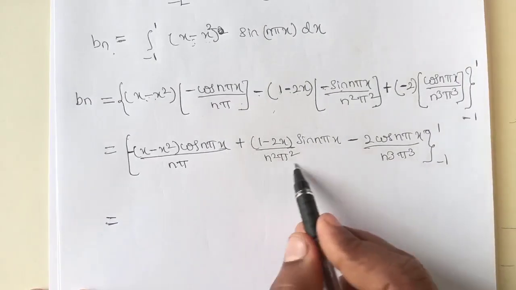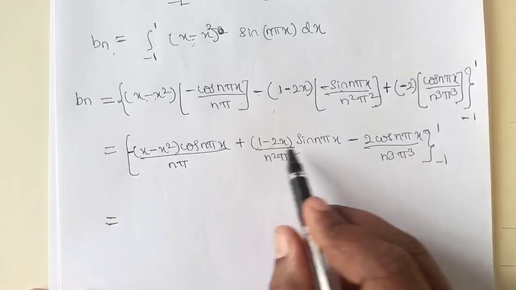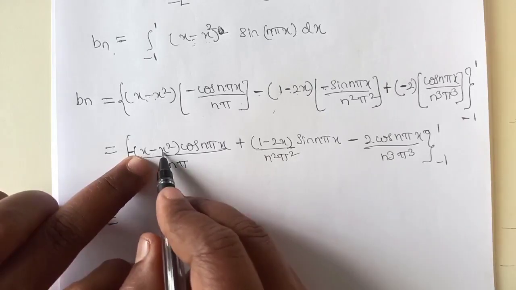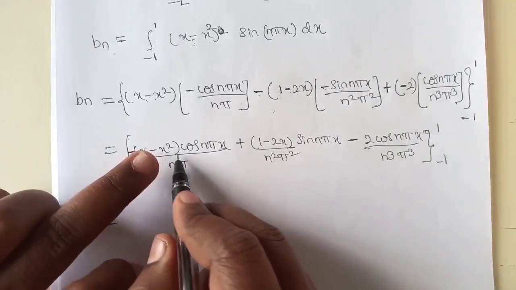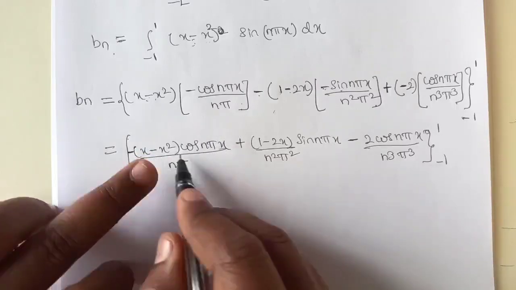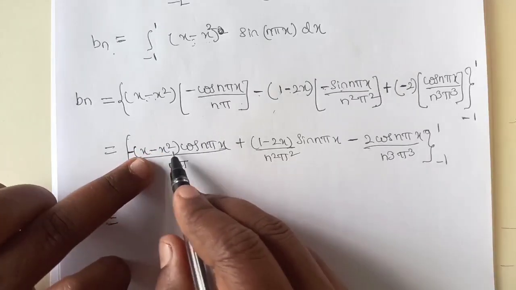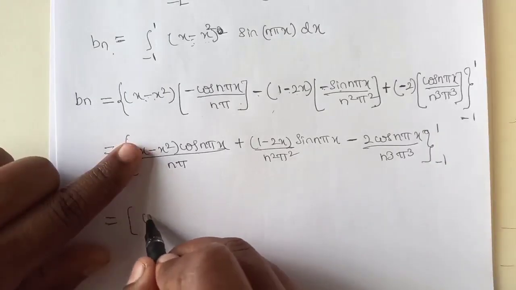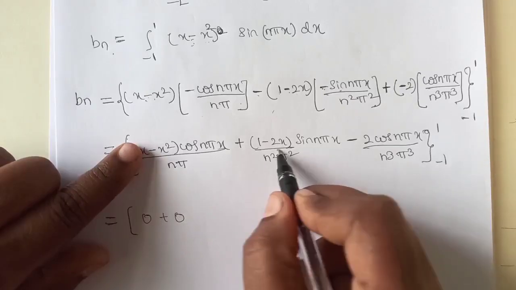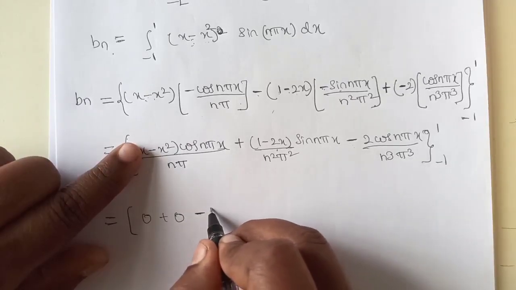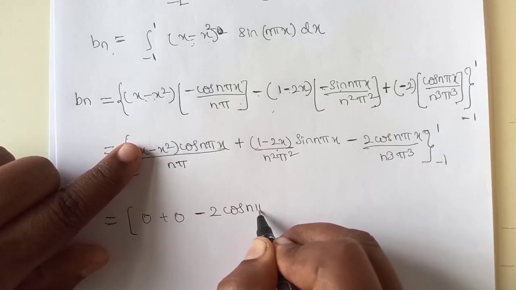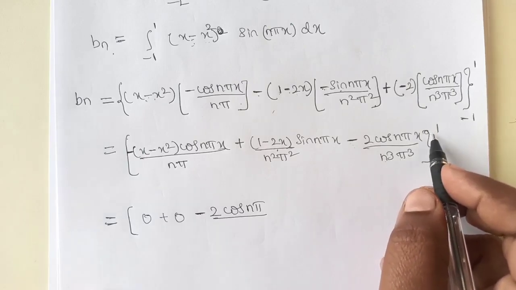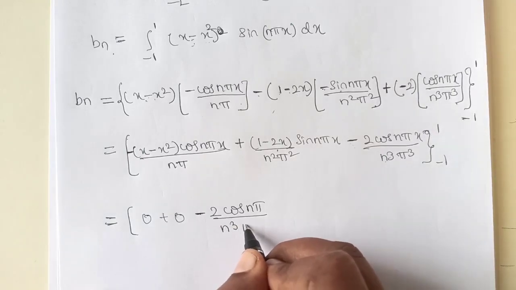So again sin terms become 0, and we only add the limits for the cos terms. Here you can observe that x minus x square is there, 1 minus 1 square equals 0. This term becomes 0 because 1 minus 1 is equal to 0. The first term becomes 0. Next, this one also is 0. Next, this term becomes minus 2 cos n pi divided by n cube pi cube.